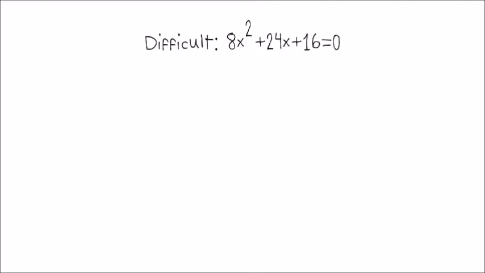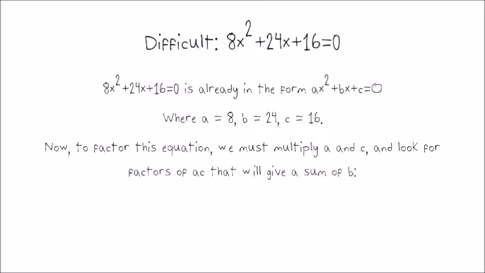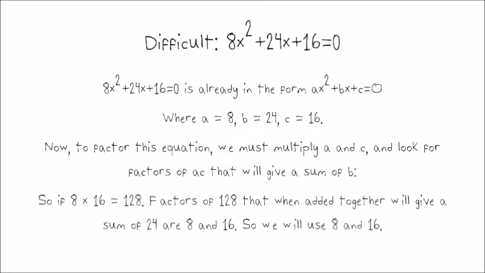Now, for the difficult part, which is 8x squared plus 24x plus 16 equals 0. 8x squared plus 24x plus 16 equals 0 is already in the form ax squared plus bx plus c equals 0, where a is 8, b is 24, and c is 16. Now, to factor this equation, we must multiply a and c and look for factors of ac that will give a sum of b. So 8 times 16 is 128, and factors of 128 that when added together will give a sum of 24 are 8 and 16. So we will use those numbers, 8 and 16.